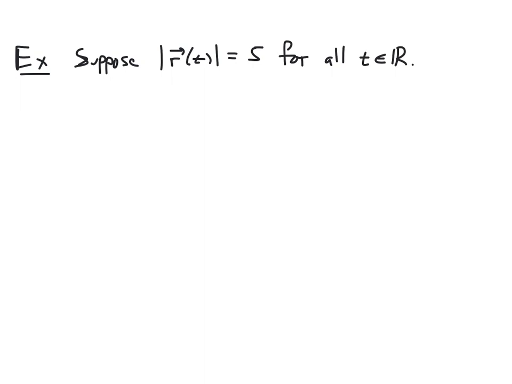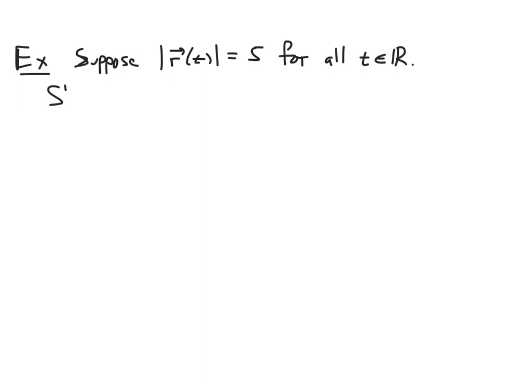Now, geometrically, what this means is that every vector that we get in this vector function has a magnitude of 5, which means this vector function lives on a sphere centered at the origin of radius 5. And so when we trace out the curve that's generated by this particular vector function, this curve will live on a sphere of radius 5.